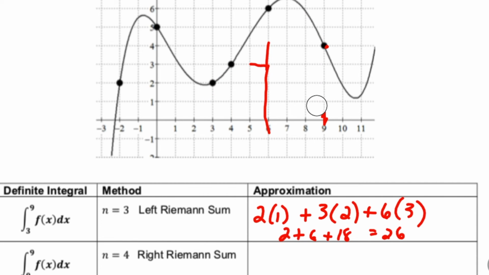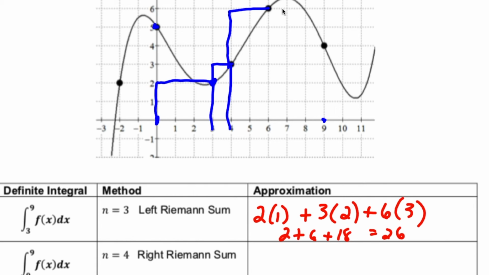Okay. The next one here, let me erase all this stuff. The next one is going from 0 to 9, now with 4 subintervals. Now we're doing right Riemann sum. So we're going from here to here. Form a rectangle from the right hand side, looks like this. Next one, here to here from the right hand side, looks like this. Next one, from here over to here, again from the right hand side, will look like that. And the last one, from here straight over and straight down, will form that.